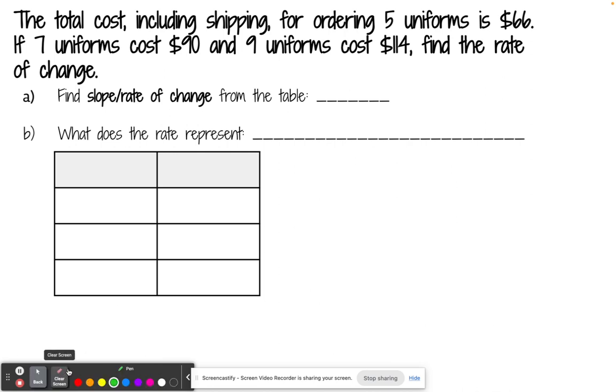Okay, I have another one. This one's even giving me less information. We have the cost, including shipping, of ordering 5 uniforms, $66. So I have uniforms, I'm just going to put a U, and money, dollars. So it says 5 uniforms, $66. 55 would be a lot easier. 7 uniforms, $90. And 9 uniforms, it's $114.